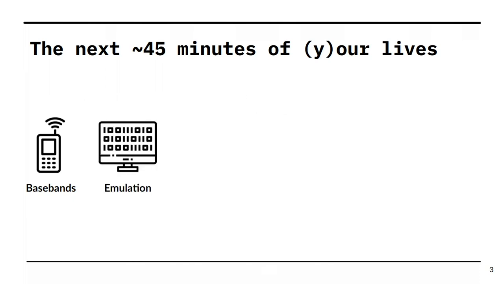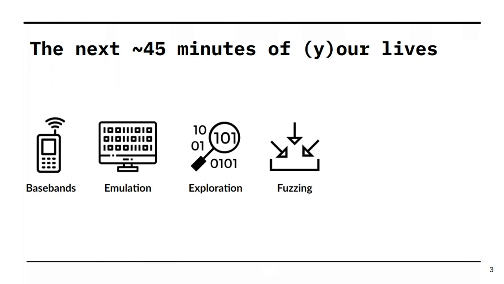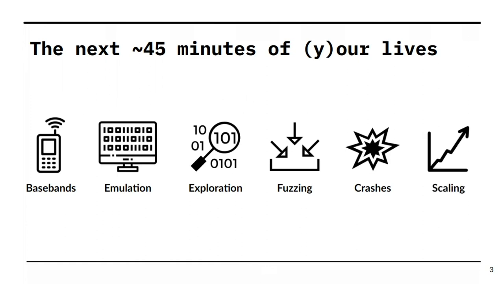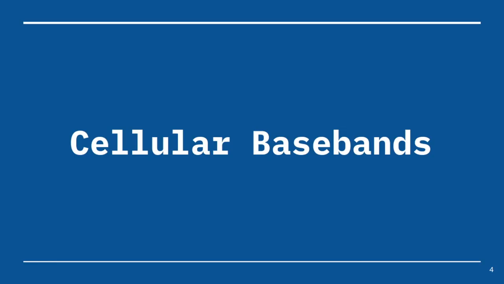Now, without further ado, let's talk about what will be the next 45 minutes of your life if you decide to stay here. We will talk about basebands, specifically cellular basebands. We will look into how to emulate them and why we emulate them. Using this emulation, we will look into different exploration capabilities we have with our FirmWire tool to then start doing the fun stuff. We will look into fuzzing, which ultimately will lead to crashes, which we will talk a lot about. And then lastly, we will talk about how we used our tool to scale up what we got on crashes.